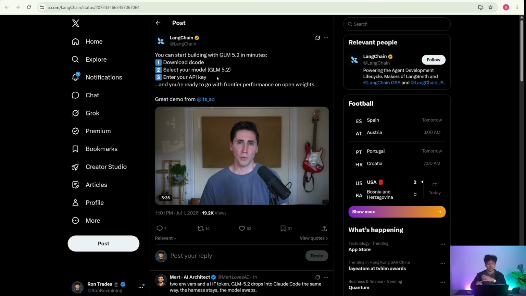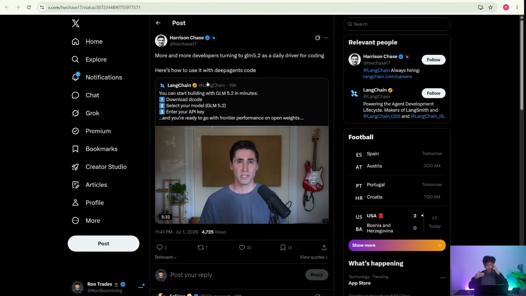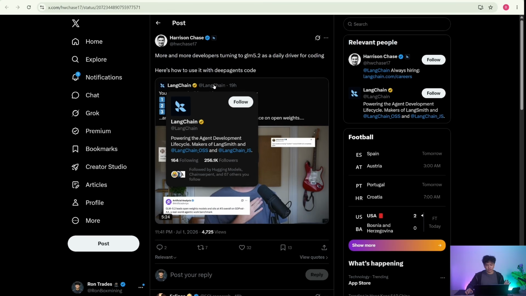LangChain also published official guides for integrating GLM 5.2 into coding flows. That's significant because LangChain is one of the most widely used orchestration frameworks. When they officially support a model, it becomes easier for developers to slot GLM 5.2 into existing agent architectures. And they explicitly called out developers turning to GLM 5.2 as a daily driver. So this is a signal we're seeing that open models are hitting a threshold where developers are willing to switch their primary coding workflow away from the closed frontier APIs.